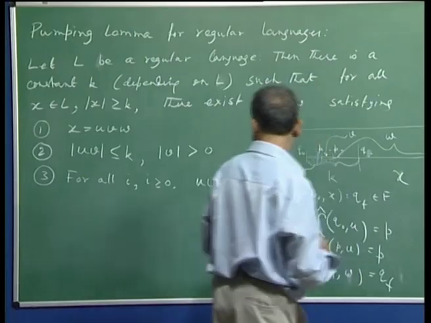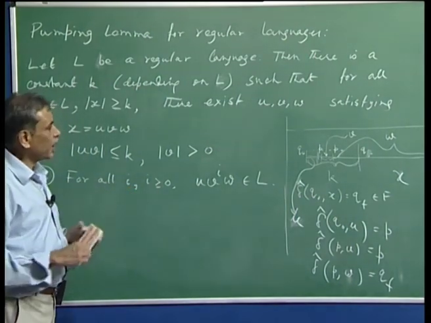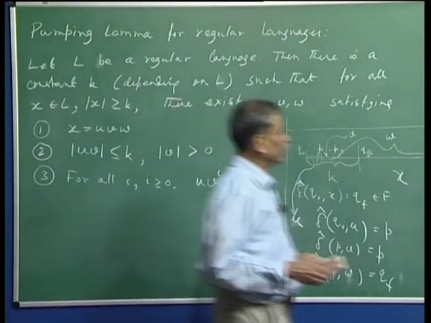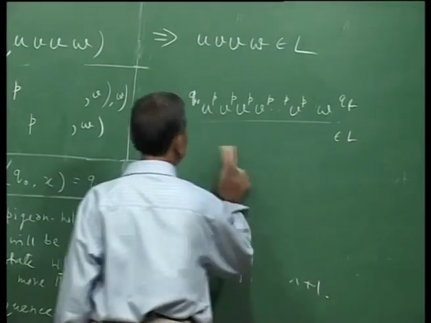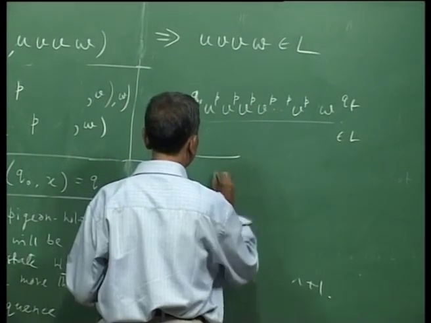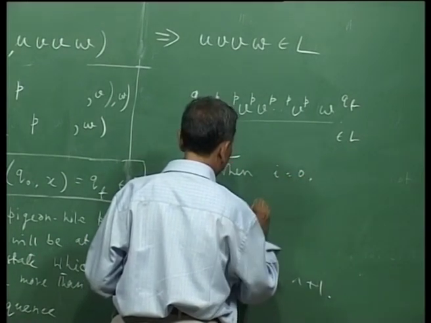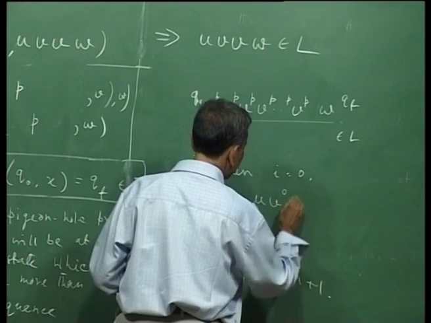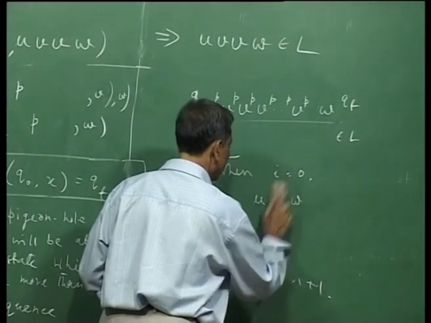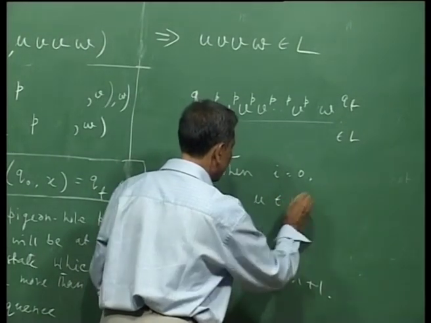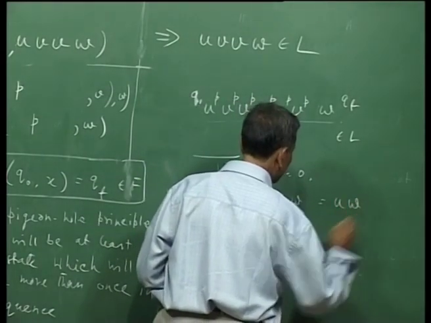We have proved this for all i greater than or equal to 1. What happens when i equals 0? That means we are talking of the string u w. When i equals 0, we are talking of the string u v to the power 0 w. v to the power 0, by definition, if you recall from the beginning, is the empty string epsilon, so u epsilon w is u w.